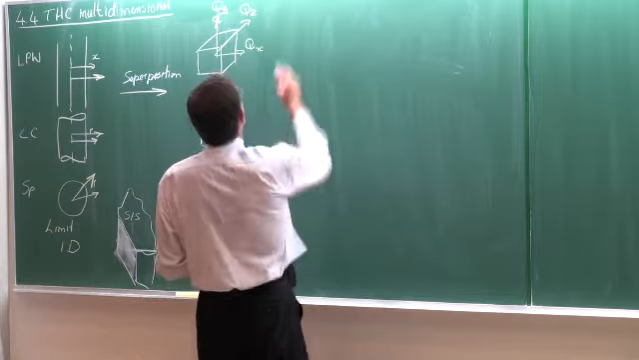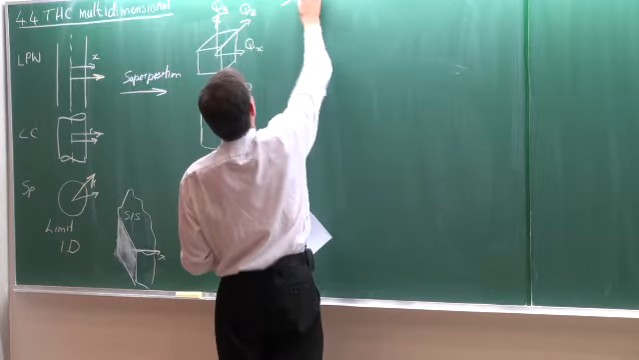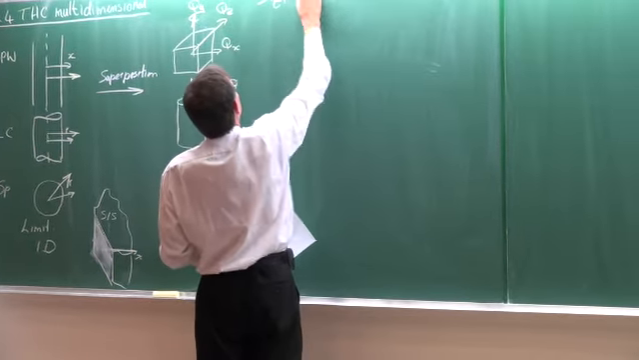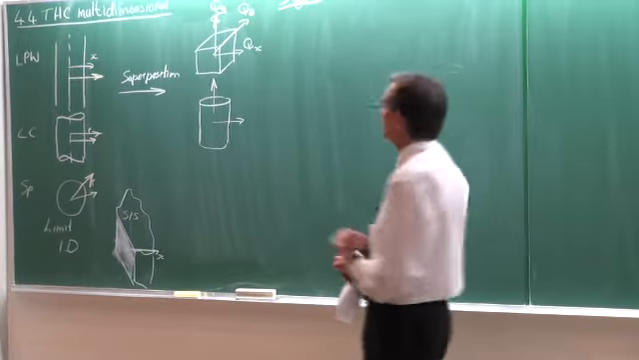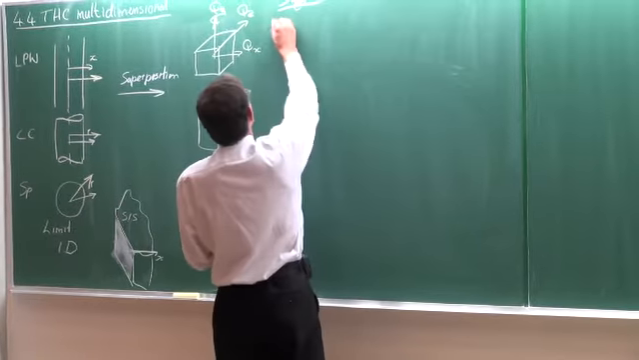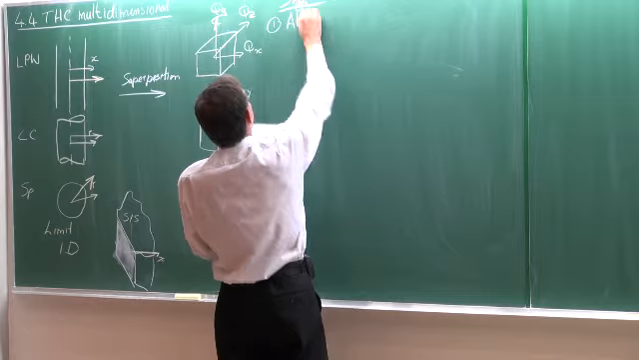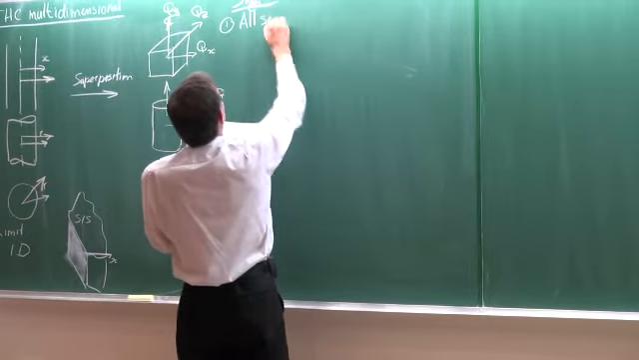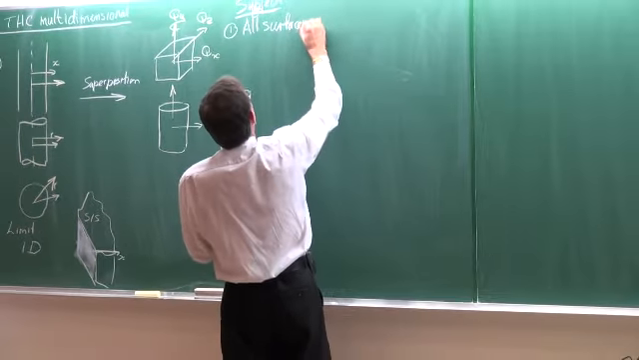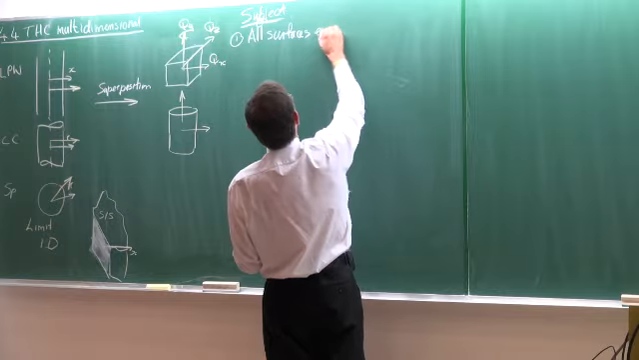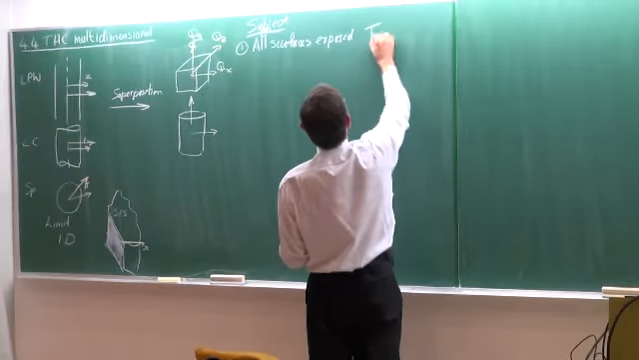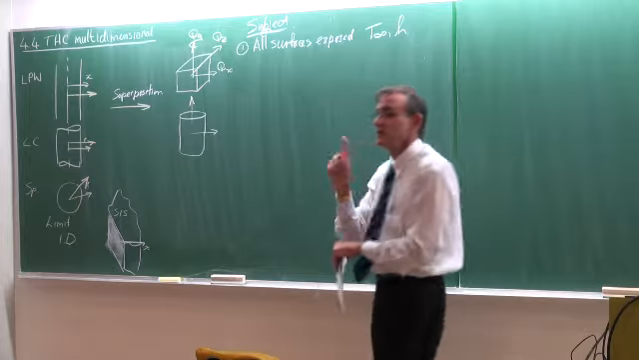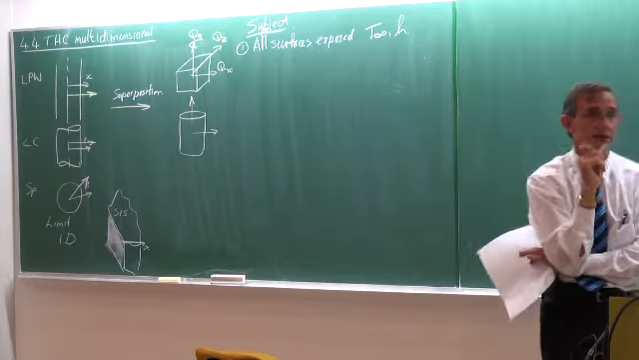Okay, now the principle of superposition is subject to two very important limitations. Okay. The first one is all surfaces exposed should be to the same temperature and the same heat transfer coefficient on the outside. Okay.